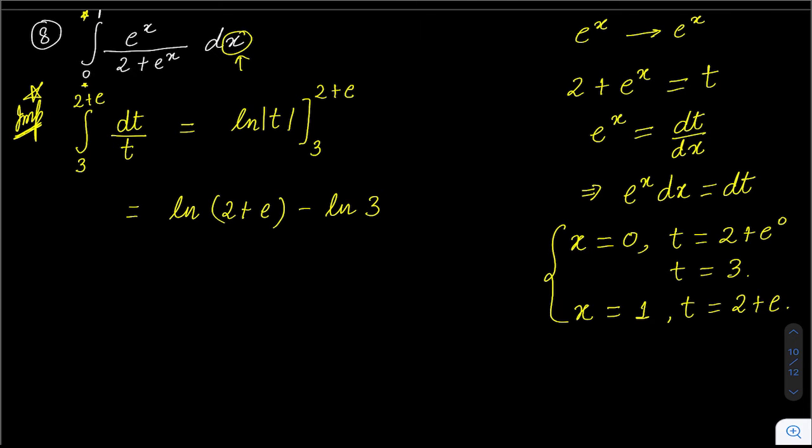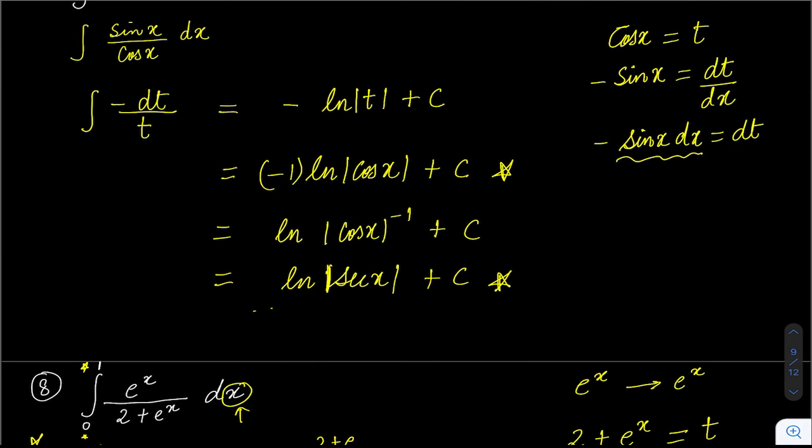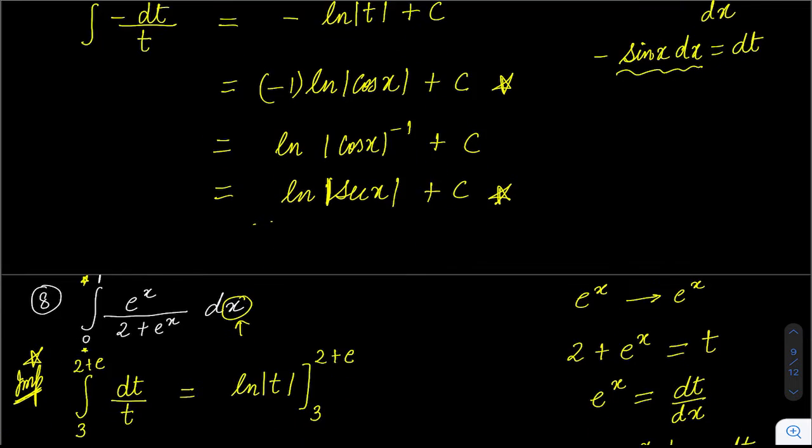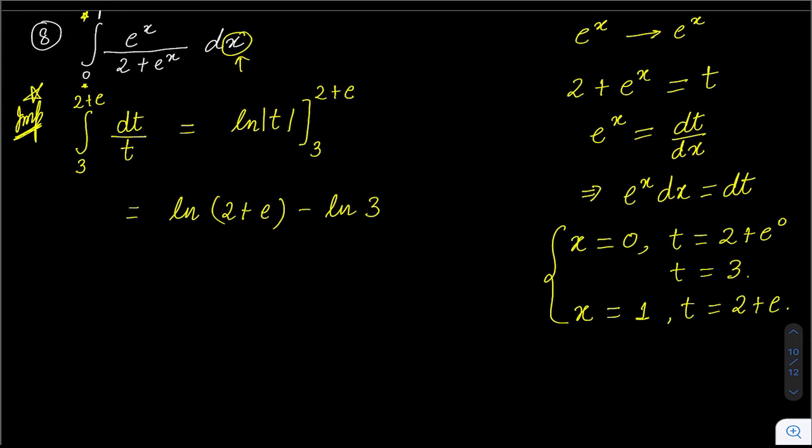Second method is you first solve this question like indefinite and then substitute the limits. That's actually a little lengthy. So this method is better. So change the limits when you have changed the variable. So this is my answer, or you can use some properties. I mean ln of 2 plus e over 3. This is my answer.